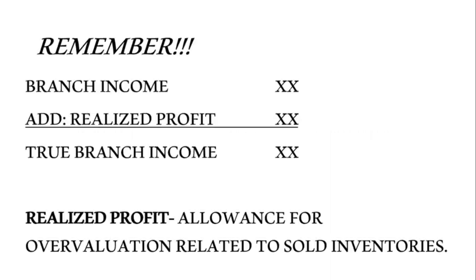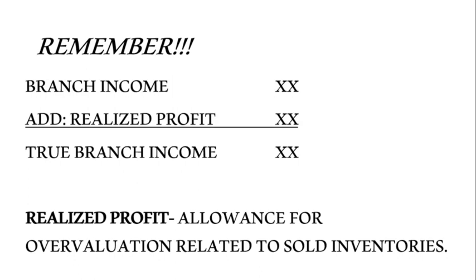First and foremost, we need to remember our formula in getting the true branch income, and that is branch income plus realized profit, and that will give us the true branch income. The branch income that we're talking about here is the branch income that is visible in the income statement of the branch. This is simply the unadjusted branch income.